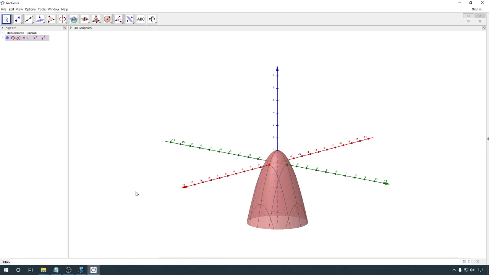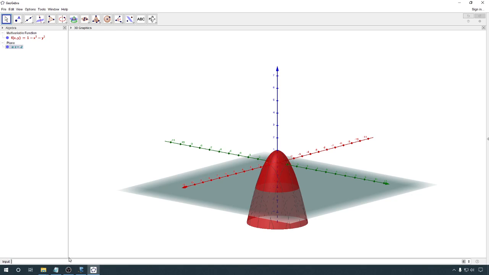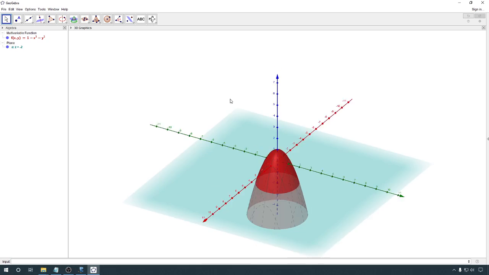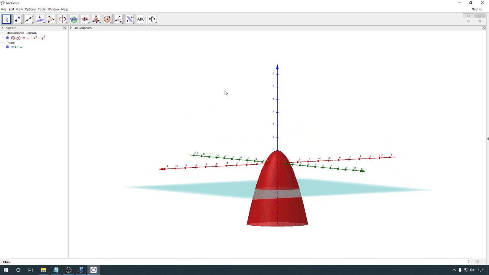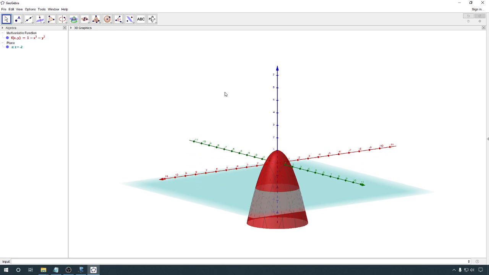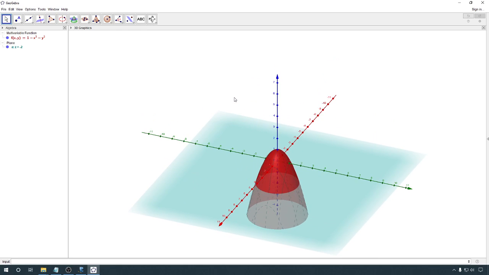So we have our paraboloid here. We're going to take the plane z equals -2. So it's a plane down below the xy plane that cuts off a part of our paraboloid. We're looking at what is the surface area of the part.